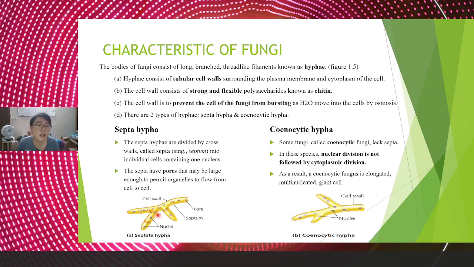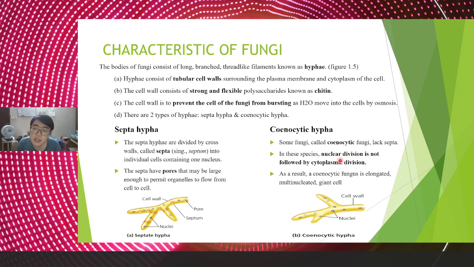It can move anywhere because there is a pore. Okay, this is the septa hypha. Another one is called coenocytic hypha. Coenocytic hypha is the hypha that does not have septa. This is one of the differences. It has no septa.